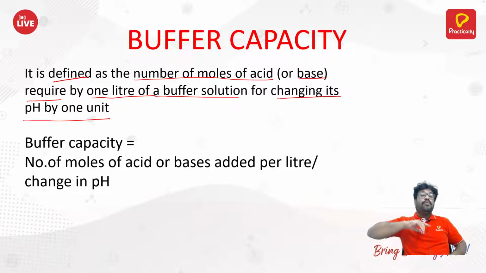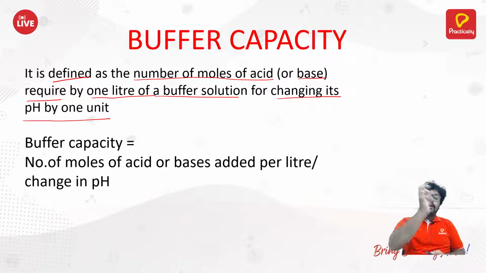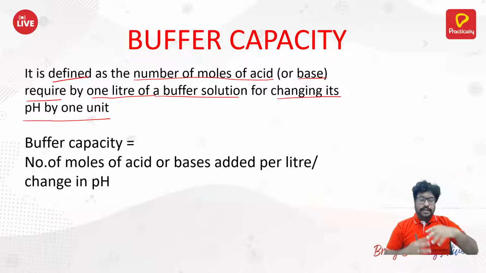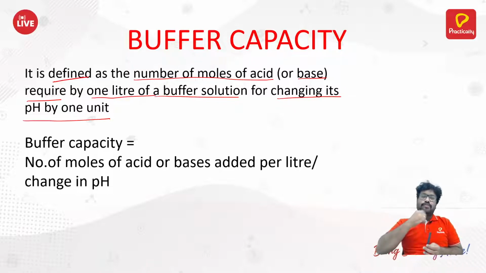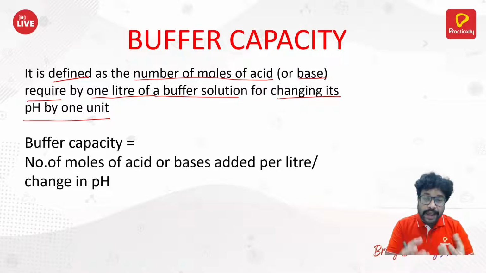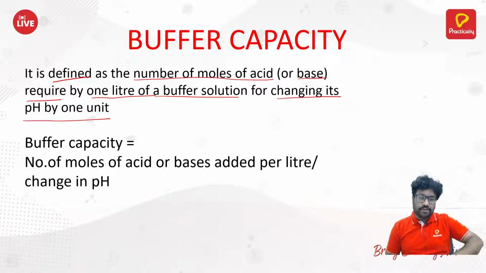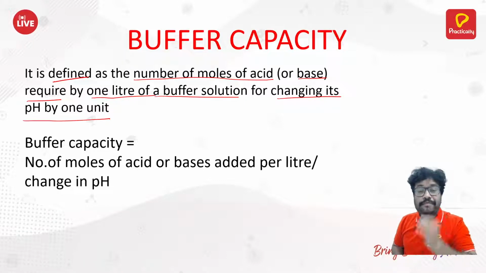But what happens if you add a large quantity of an acid or base into a buffer solution? Then surely its pH is going to change, right? Because there is some limit for everything. So if you want to change the pH of your buffer solution by 1 unit, it could be increasing the pH by 1 unit or decreasing the pH by 1 unit. To do that, the amount of acid or base you need to add to the given buffer solution is called the buffer capacity.